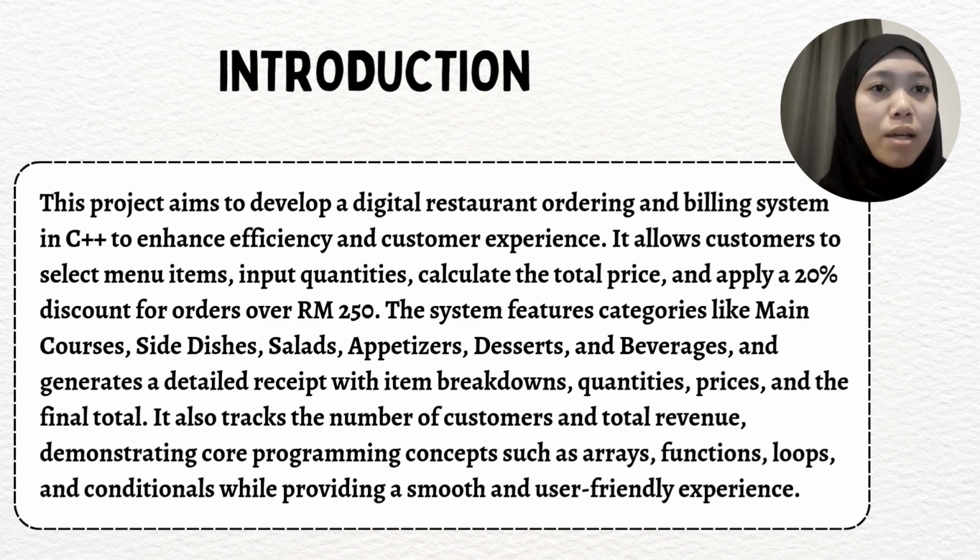It calculates the total price instantly, and if your order exceeds 250 ringgit, you get an automatic 20% discount. Not only does it generate a clear, detailed receipt with all itemized costs, but it also tracks total customers and revenue, making it useful for restaurant management. Built using arrays, functions, loops, and conditionals, this system showcases the power of C++ programming in real-world applications. With this project, we aim to enhance efficiency and improve customer experience.